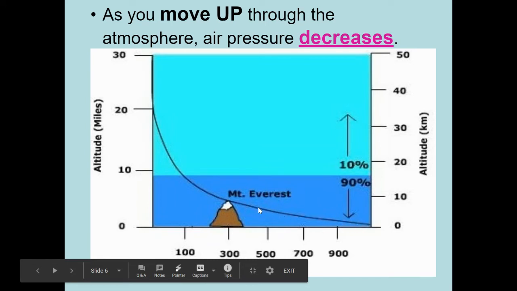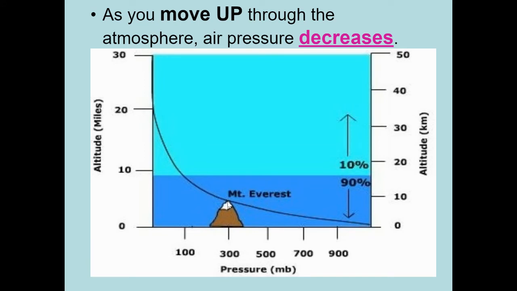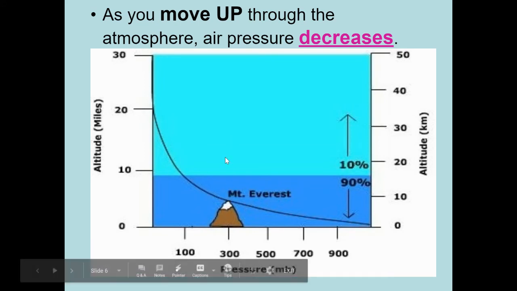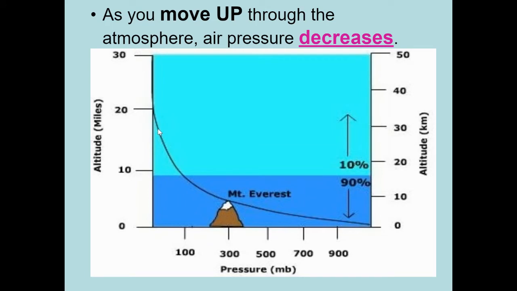As you go up, you're experiencing less and less pressure. So if you climb Mount Everest, you'd have a lot less pressure, a lot less air pressing down on you than you would if you're down here. There's just that much more air. So as you go up, the air pressure decreases or gets less. So make sure you put that in your notes. As you move up through the atmosphere, air pressure decreases because there's less of it to be pushed down on you.